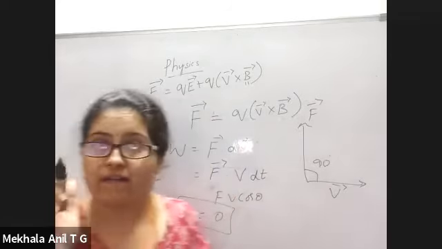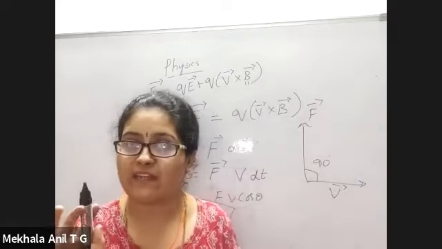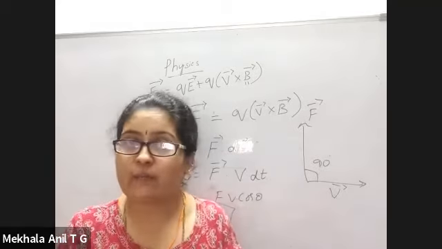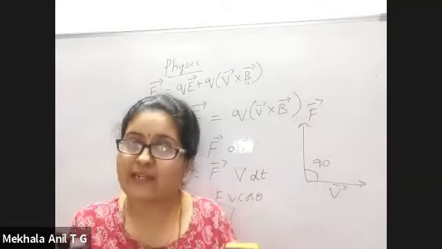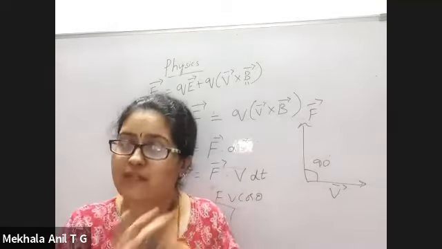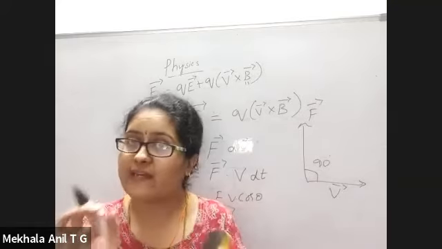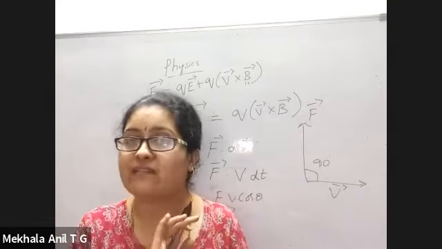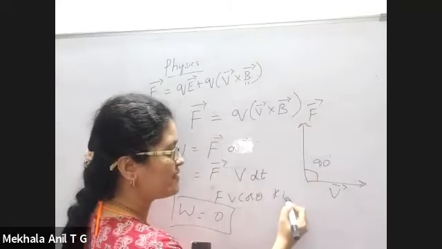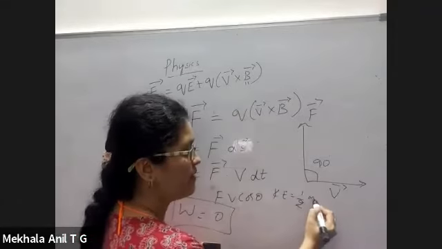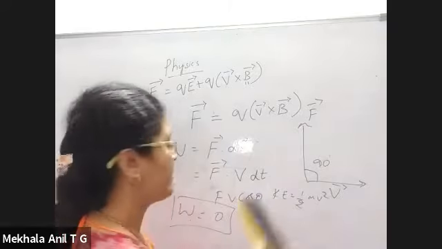And bear one thing in mind, this is only for a static magnetic field. For an accelerating magnetic field, the entire picture changes. For a static magnetic field, the work done will be zero, and also the kinetic energy of the particle remains unchanged. It's quite easy because kinetic energy is nothing but half mv square. When v is constant, kinetic energy is also constant.